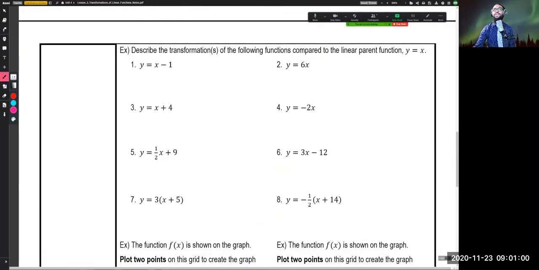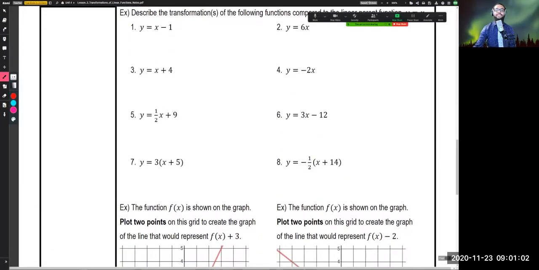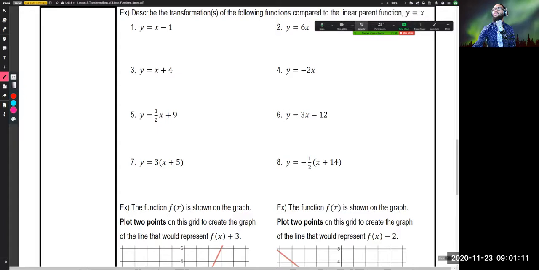So let's look at a few more examples. Our directions say to describe the transformation of the following functions compared to the linear parent function, y equals x. So let's keep that in mind. Our parent function is y equals x. And I'm not going to do all of these. I'll probably do like 3, because I think once you start to get it, you'll have it.